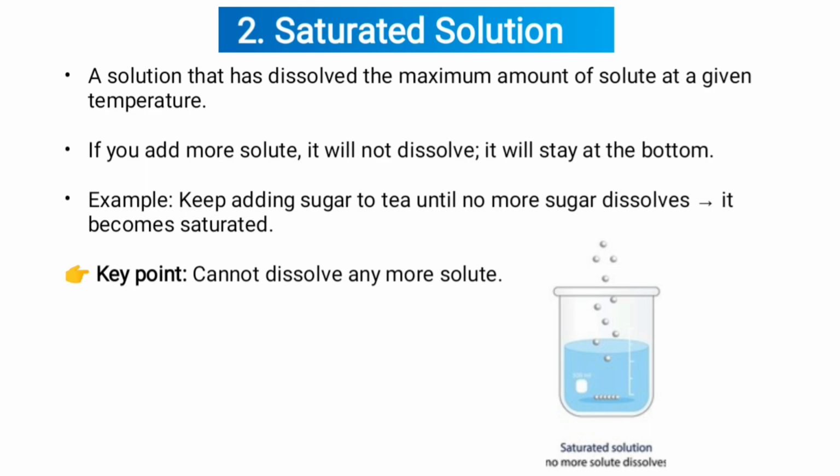And the second one is saturated solution. My dear student, a solution that has dissolved the maximum amount of solute at a given temperature. If you add more solute, it will not dissolve, it will stay at the bottom. Example, keep adding sugar to tea until no more sugar dissolves. It becomes saturated. Key point: it cannot dissolve any more solute.